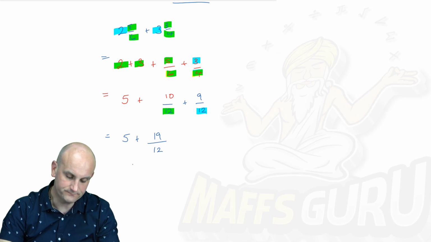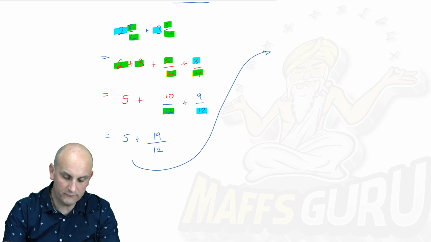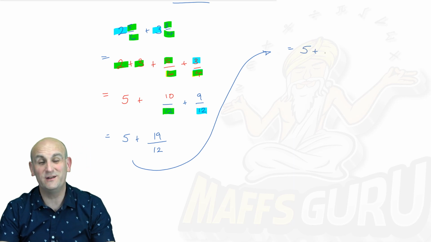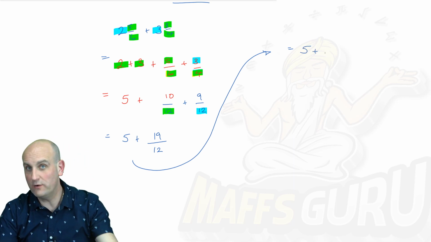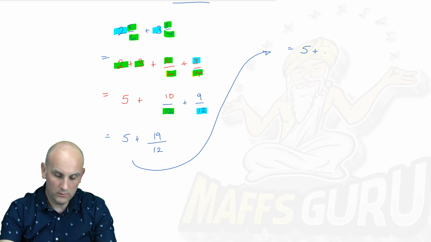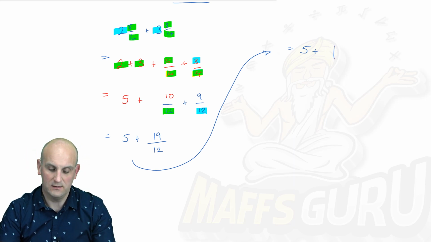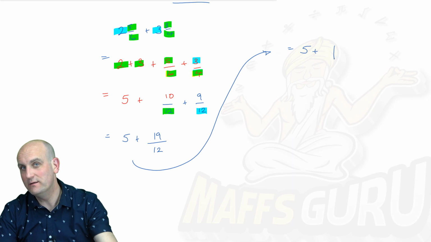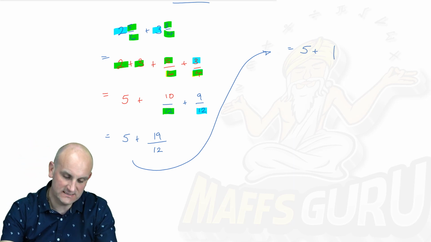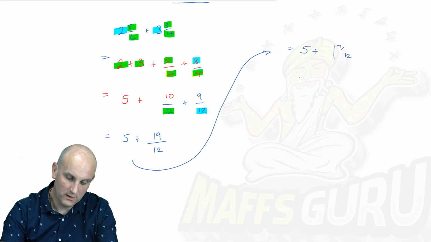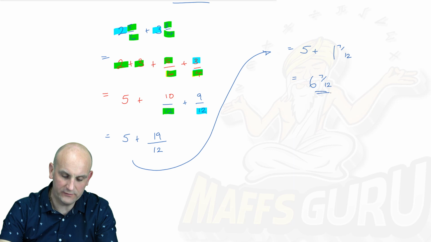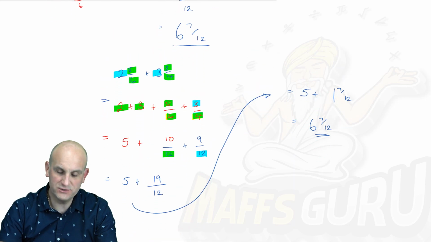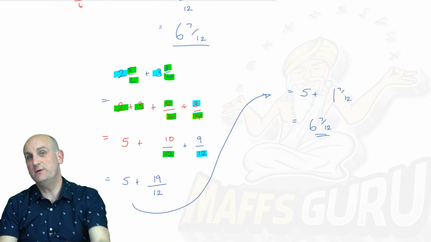Just giving myself a little bit of room. We now then know that that's going to be 5 plus, what's 19 on 12? Well, how many 12s make up a whole cake? Well, 12 makes up one whole cake, and we've got 19. So 19 take away 12 gives me 7, which gives me my answer of 5 plus 1 is 6, and 7/12. And was that what we got before? I should think so. Now, that's pretty much the end of this lesson.